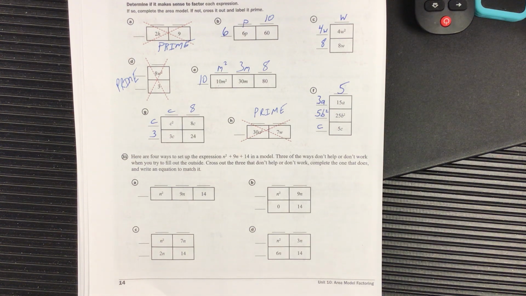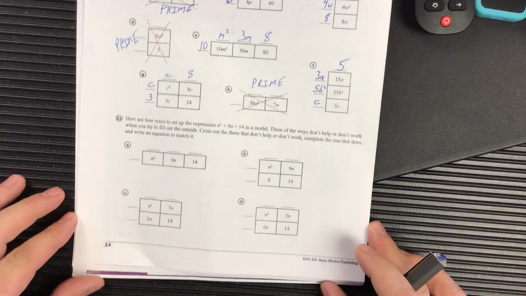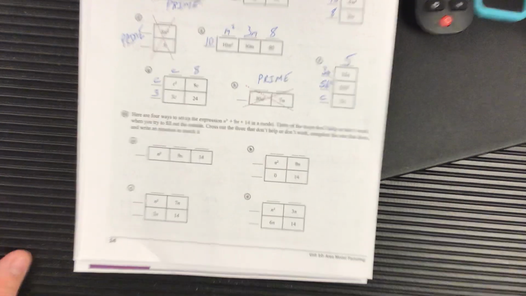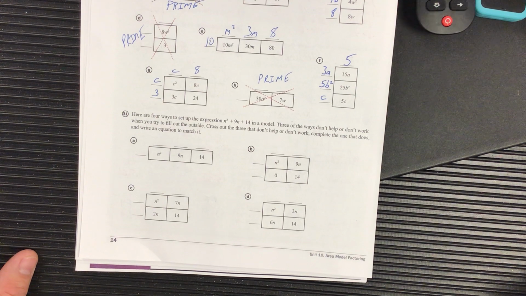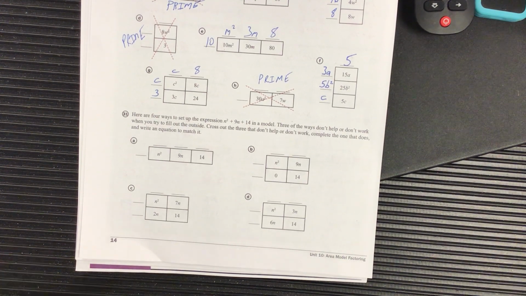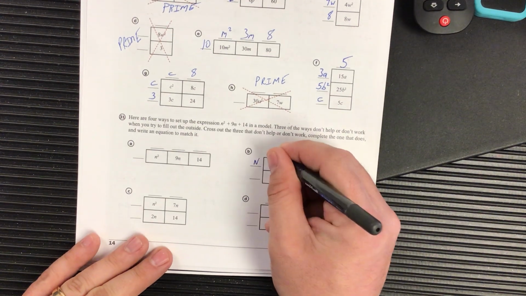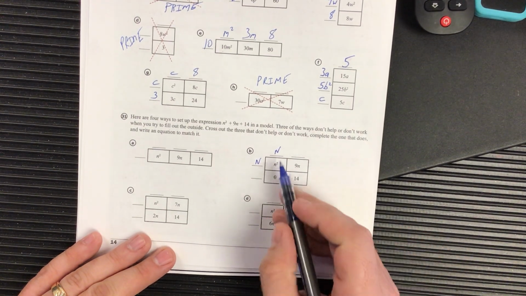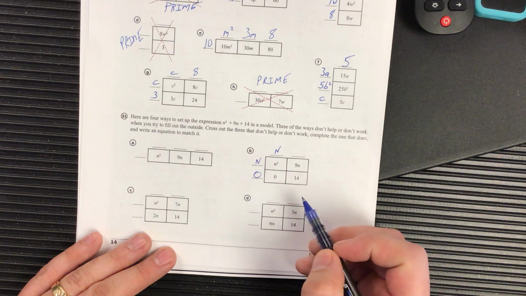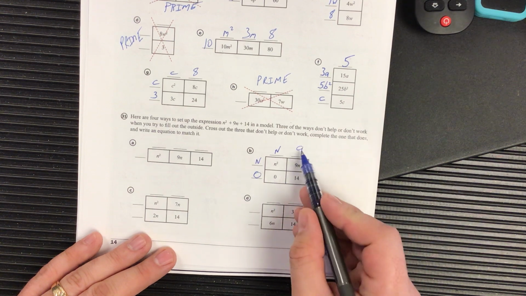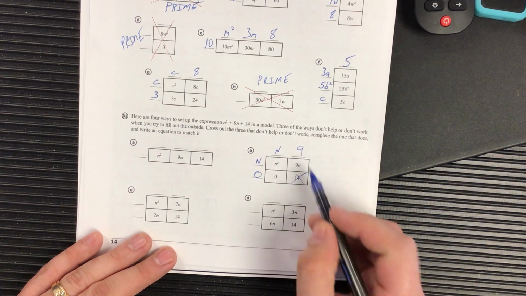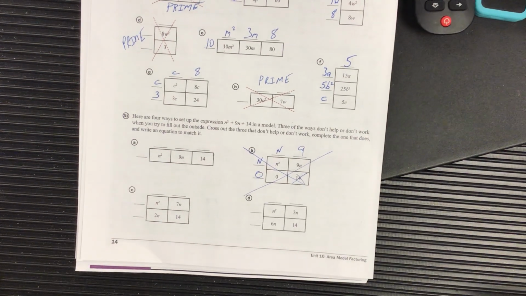Let's see, who hasn't done one? Madison, I haven't done one. Do you see any that don't work? Yeah, B. Because it's n squared and then the one underneath is 0. I didn't have to solve that one. The only way it'd be a 0 is if this was 0, but then this would have to be 9. 9 times 0 would not be 14. So that one doesn't work.